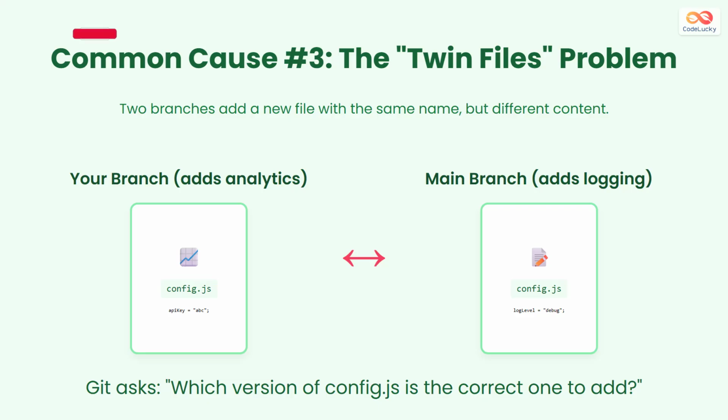A conflict can also happen when two different branches add a new file, both with the exact same name. If you add a config.js file for one purpose and a teammate adds a config.js file for another, Git won't know which of these two new files is the correct one to include in the project. You'll have to decide which one to keep or how to combine them.